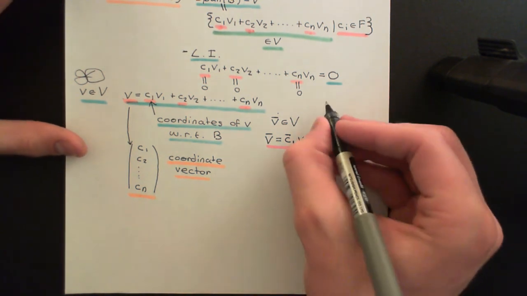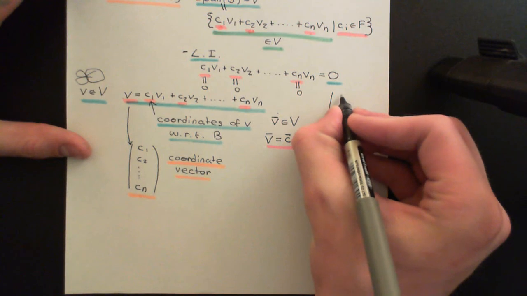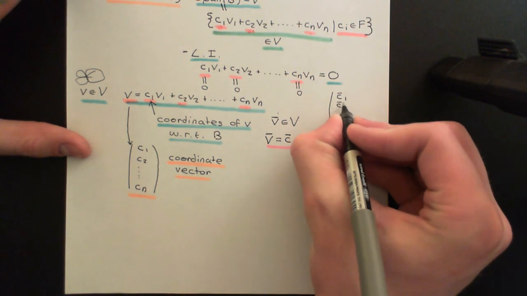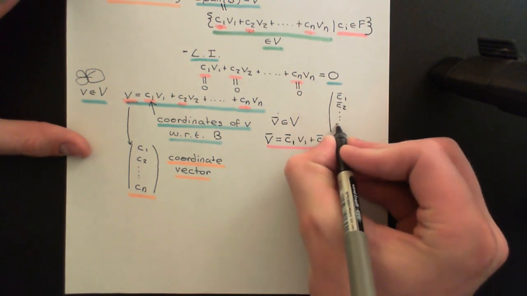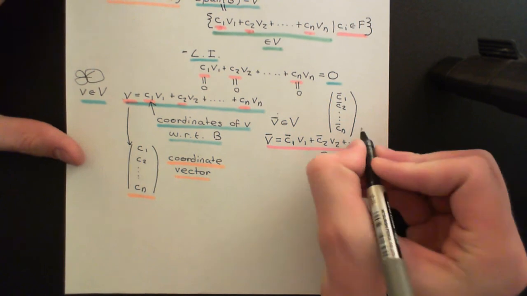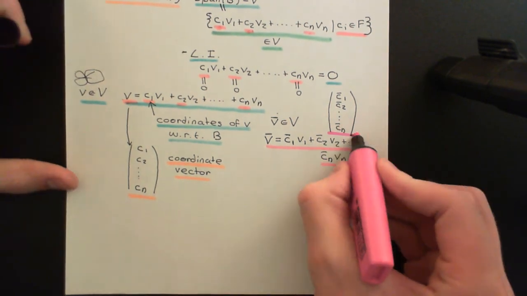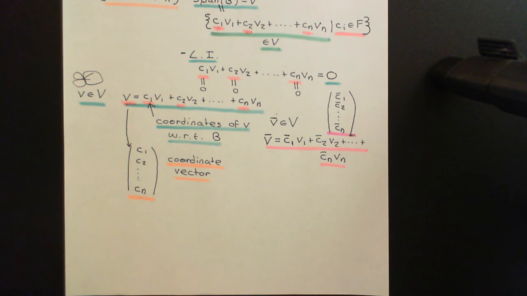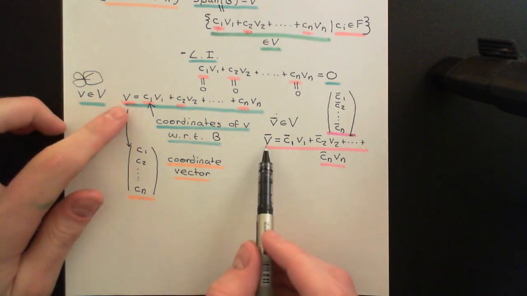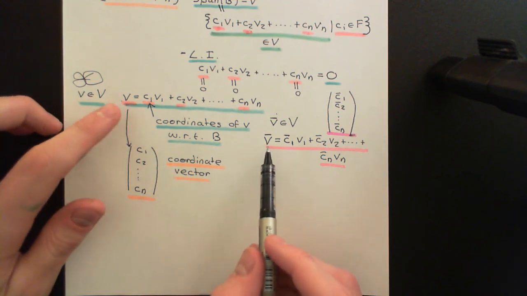Okay, so I'll just write the coordinate vector for v bar then. It's c1 bar, c2 bar, all the way down to cn bar, like so. Okay, and I'll just underline that in pink if I can find the pink pen again, so here it is.